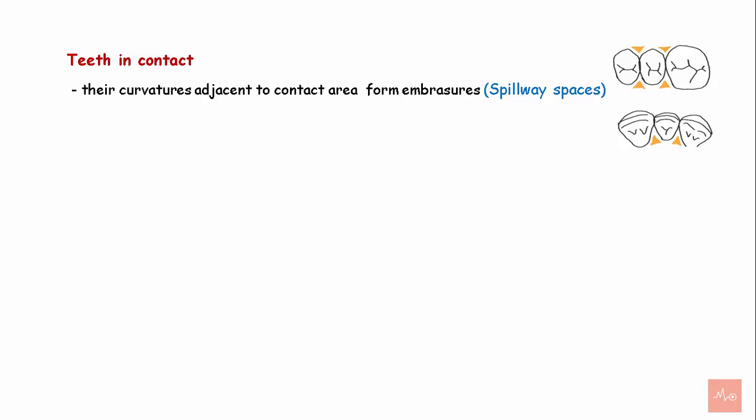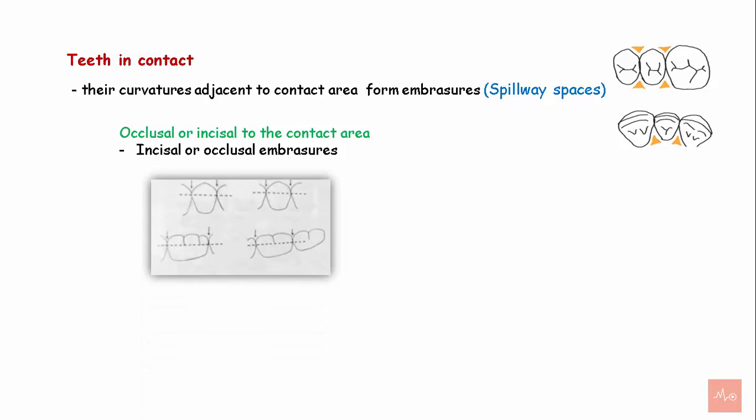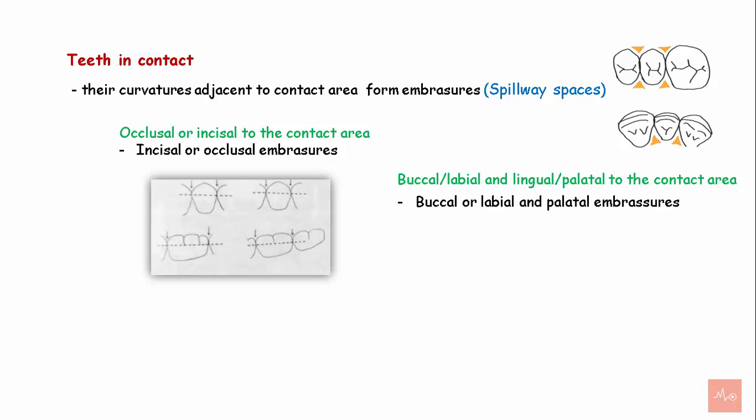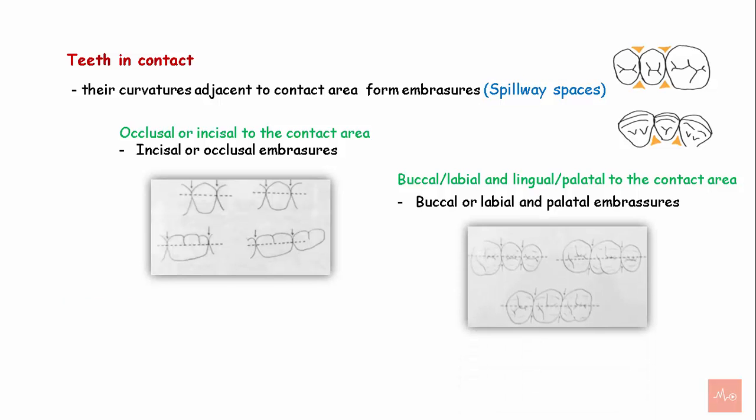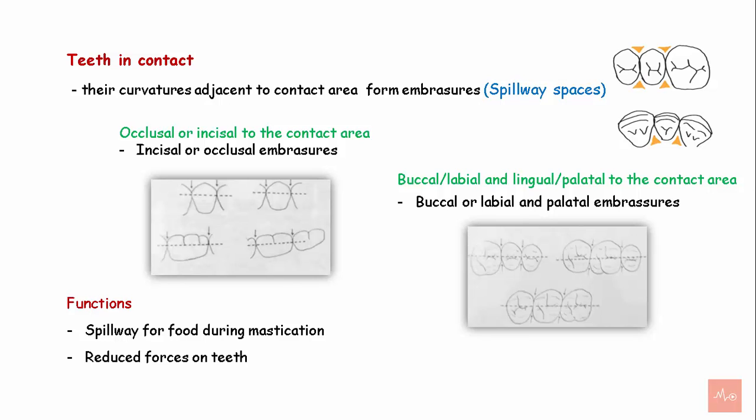When the teeth are in contact, the curvatures adjacent to the contact area form embrasures called spillways. They can either be occlusal or incisal to the contact area, and they are called incisal or occlusal embrasures, or they can be buccal and lingual or palatal to the contact area, also called buccal or labial and palatal embrasures. The function of embrasures is to act as a spillway for food during mastication. It reduces the forces on the teeth, and it also prevents pushing of food into the contact area.